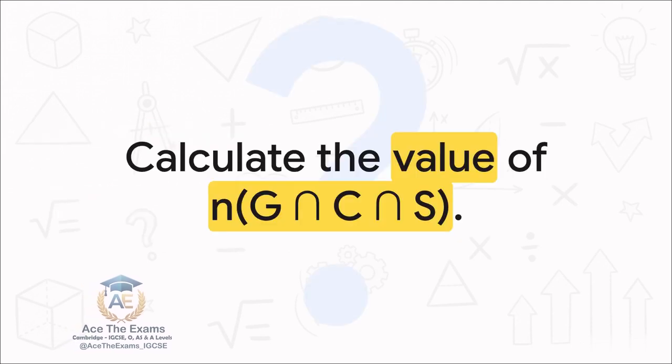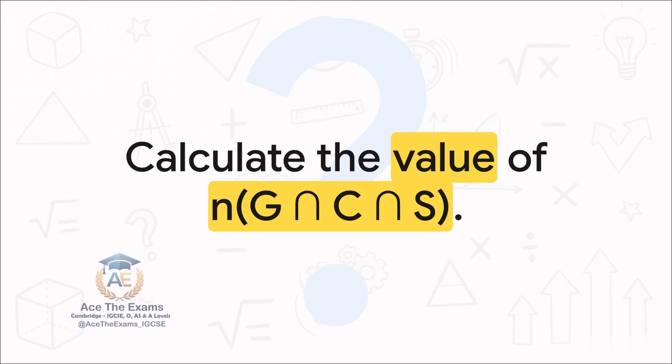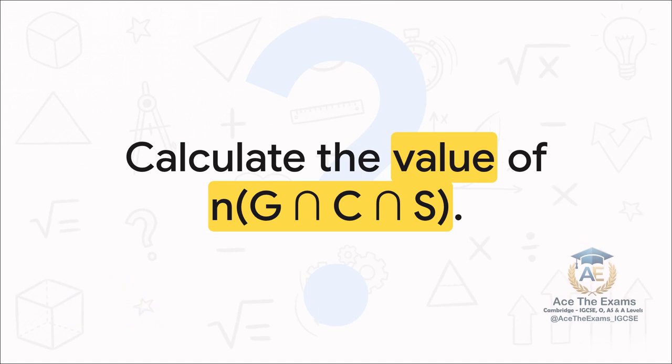And here it is, the ultimate set notation boss battle question. From 77 total farms, calculate the value of n of G intersection C intersection S. This is asking you to mathematically find the triple intersection, the exact number of farms that keep all 3 animals at the same time. Let's engineer the equation step by step, nice and easy.